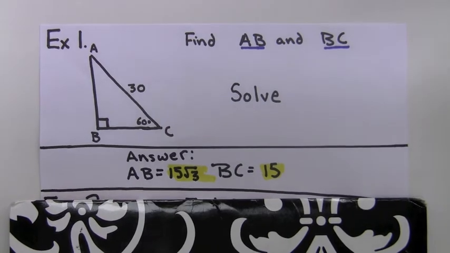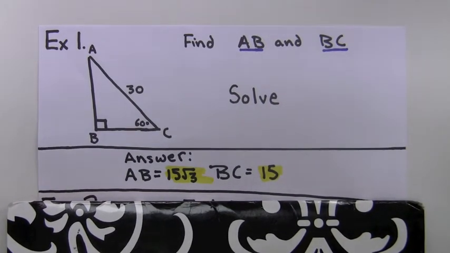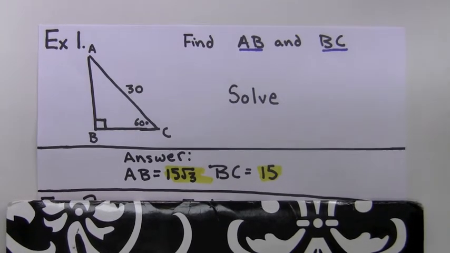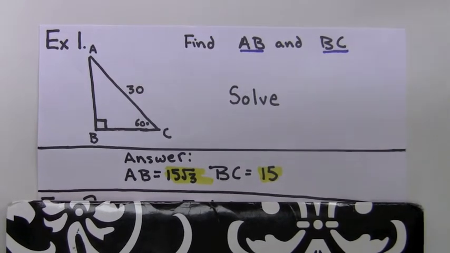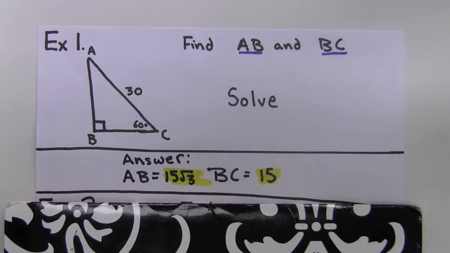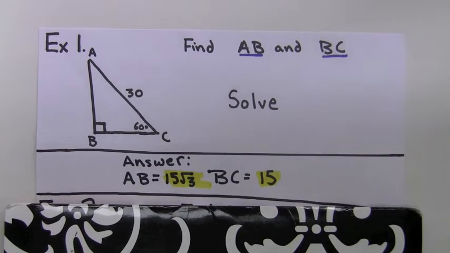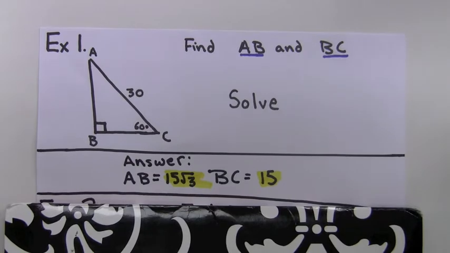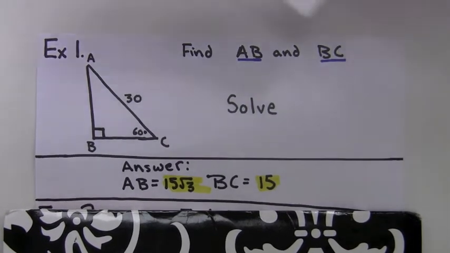You have to find the missing angle first. Every triangle has angles that sum to 180 degrees, so you do 180 minus the known right angle, which is 90 degrees, and 60 degrees, which is also known, which gives you 30 degrees. The hypotenuse is 2x, so 30 equals 2x. You divide 30 by 2 and you get 15. So BC, which is across from 30 degrees, equals 15. Then you take x root 3, so AB equals 15 root 3.